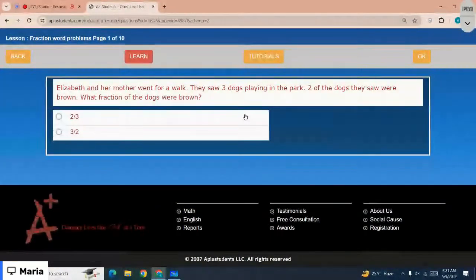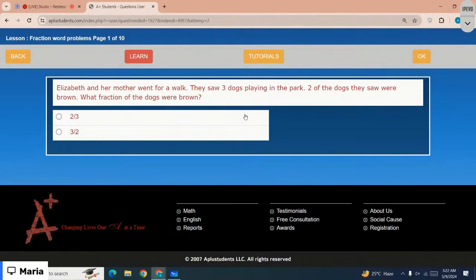Elizabeth and her mother went for a walk. They saw three dogs playing in the park. Two of them they saw were brown. What fraction of the dogs were brown? Which is the correct option? You have the total dogs were three, right? And two of them were brown. So that would be two out of three.